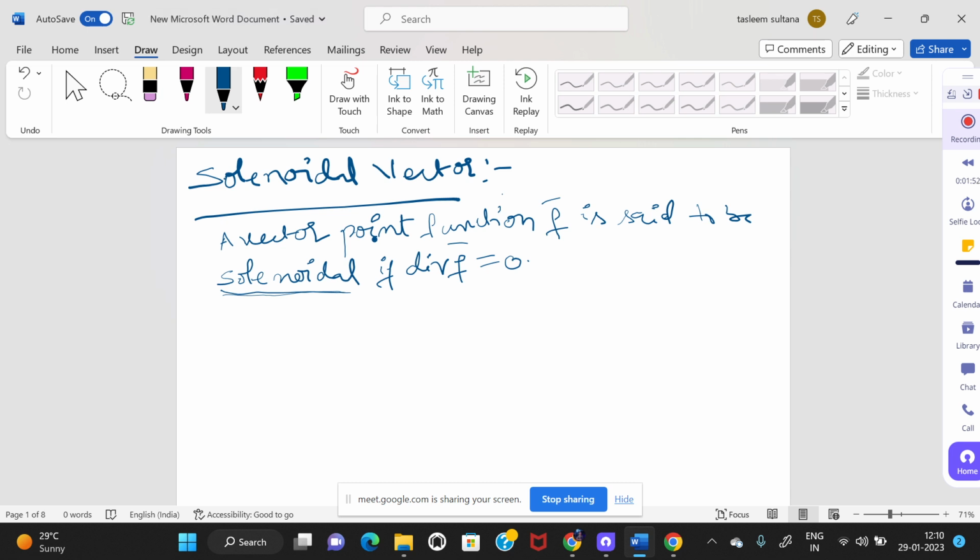You know how to find the divergence of f vector. You just have to do the partial differentiation with respect to x, with respect to y, with respect to z. Then you have to substitute those values back into the divergence of f vector. If after substituting it becomes equal to 0, those vectors are called solenoidal vectors. Now take down the problem.